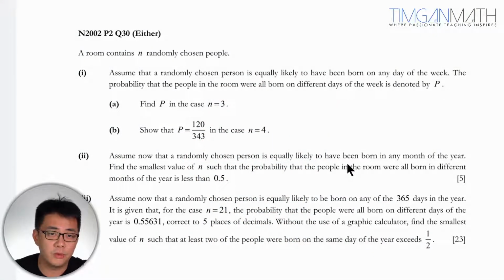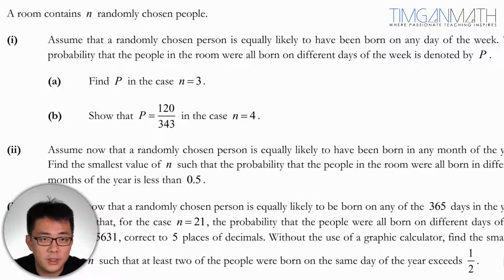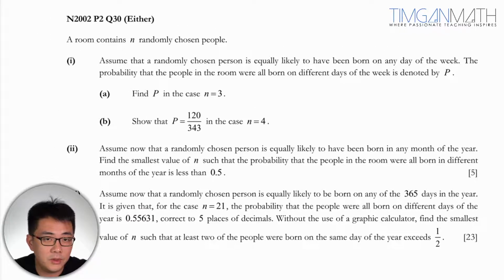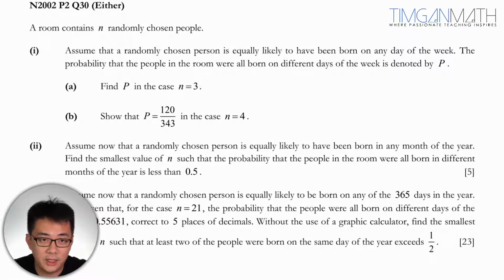Students, let's look at this question here, which is on probability. Let's say I can do this proficiently. You're given that a room contains n randomly chosen people. Assume that a randomly chosen person is equally likely to have been born on any day of the week. The probability that the people in the room are all born on different days of the week is denoted by P. Find P in the case of n equals 3.